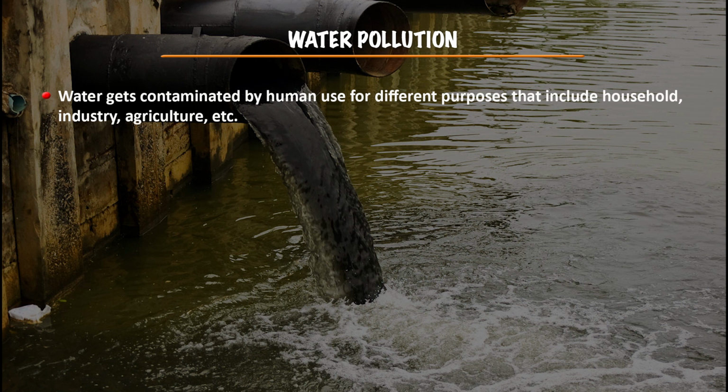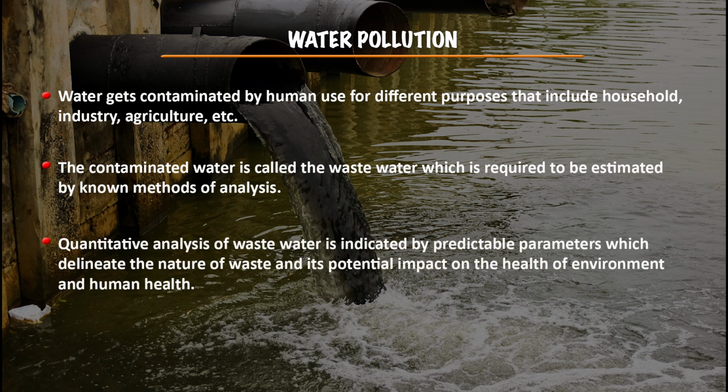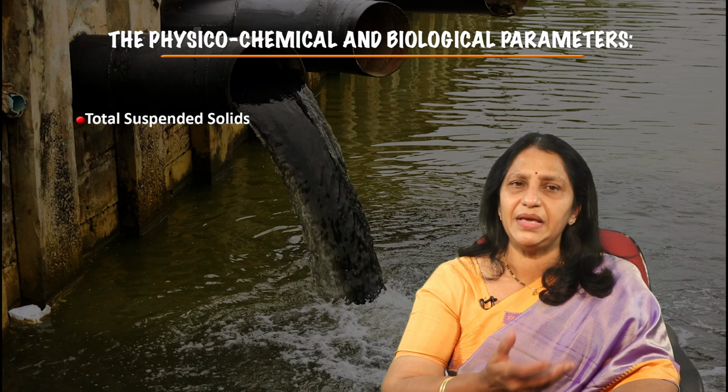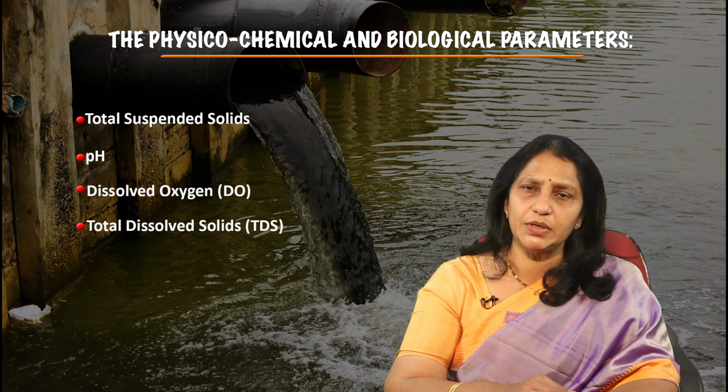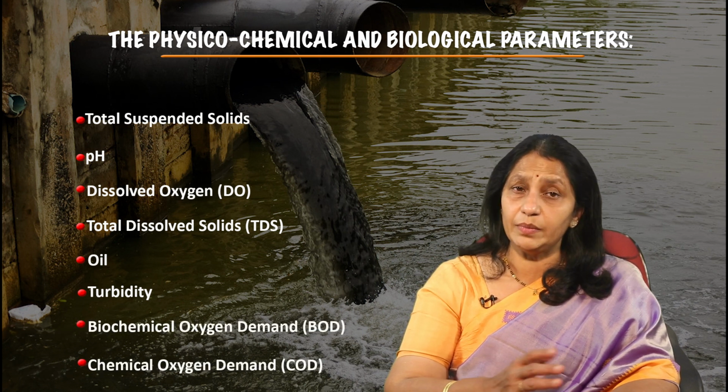Water gets contaminated by human use for different purposes like household, industrial and agricultural use. The contaminated water is normally wastewater, which is required to be estimated by known methods of analysis. Quantitative analysis of wastewater is indicated by predictable parameters, which provide the nature of the waste and its potential impact on the health of the environment and human health. Physico-chemical and biological parameters are considered in water quality analysis. These include total suspended solids, pH, dissolved oxygen, total dissolved solids, oil, turbidity, biochemical oxygen demand (BOD) and chemical oxygen demand (COD).